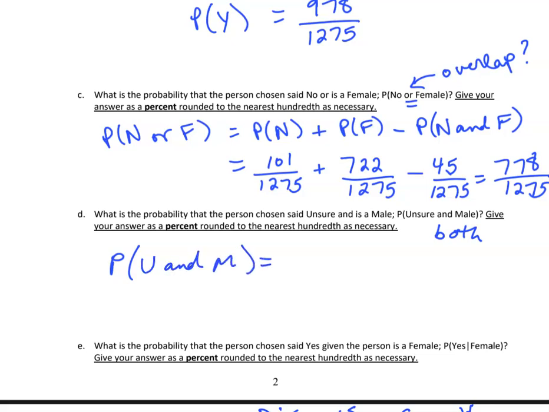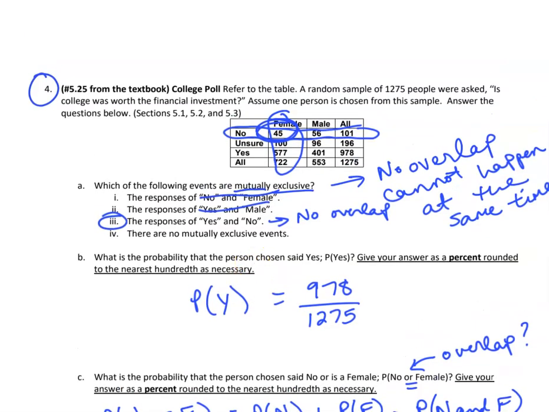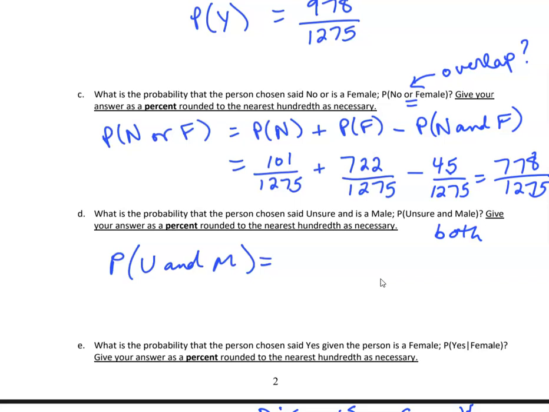So the probability that somebody is unsure and male, I'm going to go straight to that group in the chart that's in the overlap. Males who were also unsure would just be this little group right here, unsure and male. So it would be 96 out of the 1275.